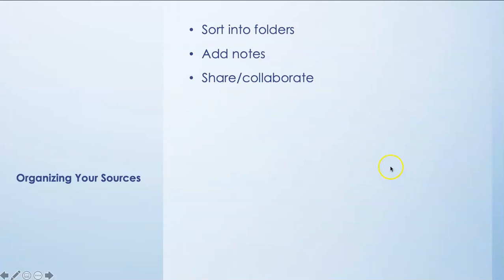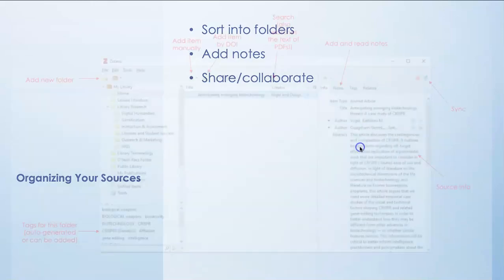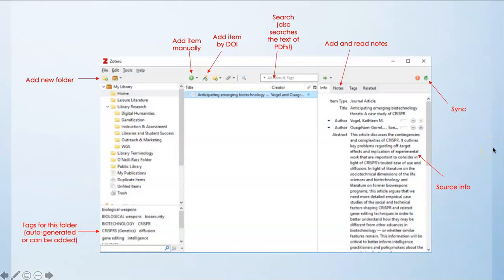So let's talk a little bit about how we can organize the stuff that we're saving. You can sort into folders, you can add notes, you can share, you can collaborate. And here's what some of those features look like on your screen. So at the top left, you can see that I can add a new folder, and you can see some of my existing folders below that. You can also choose where your content is being saved in those folders as you're saving it. So when you go to hit save in your browser, you can select which folder it's going into as it's being saved.